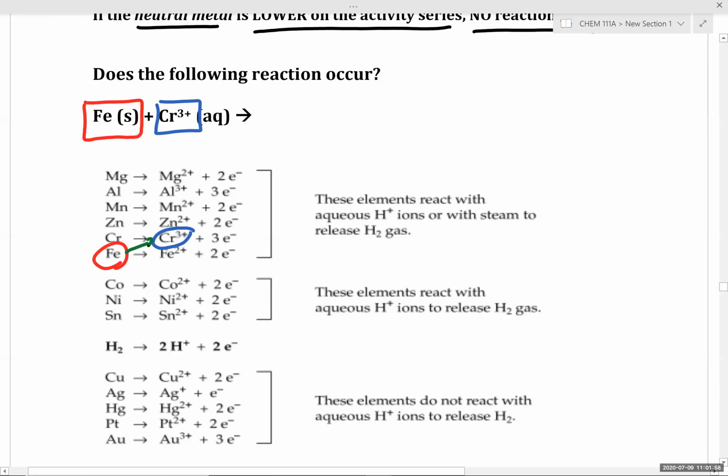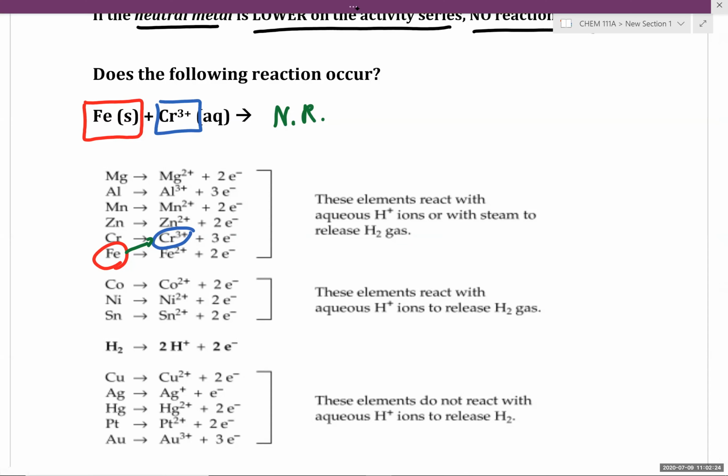So then does a reaction occur? If our arrow is pointing up, if our metal is lower on the activity series than our metal cation, does a reaction occur? Yes or no? No, we have no reaction. Perfect. So that's the graphical method for reading the activity series in a nutshell.